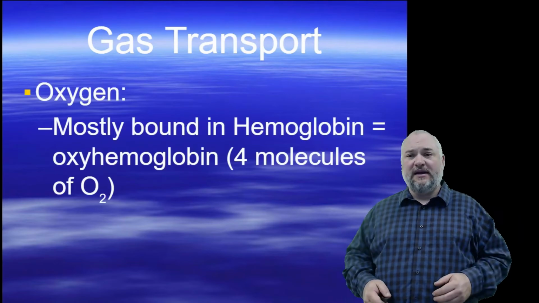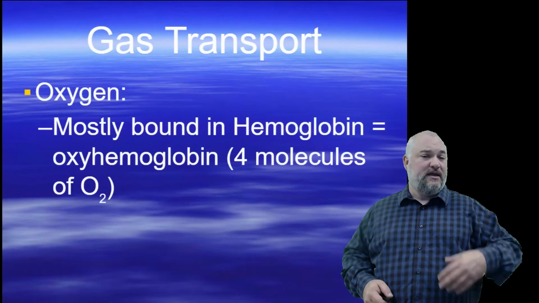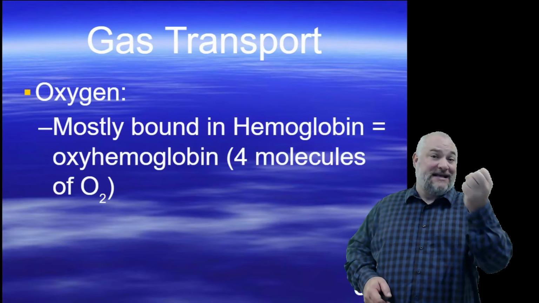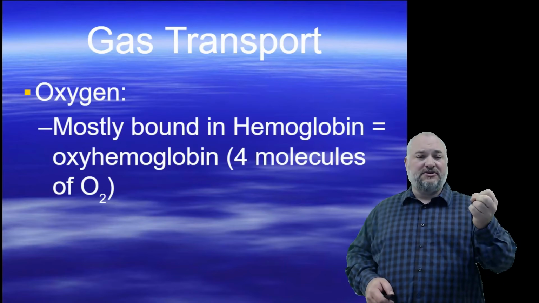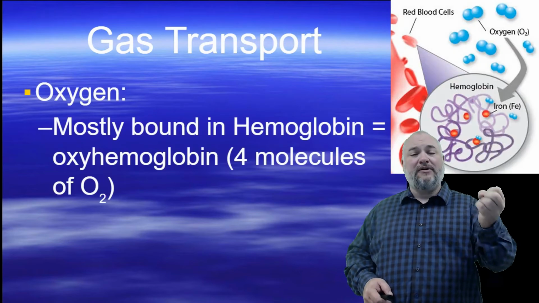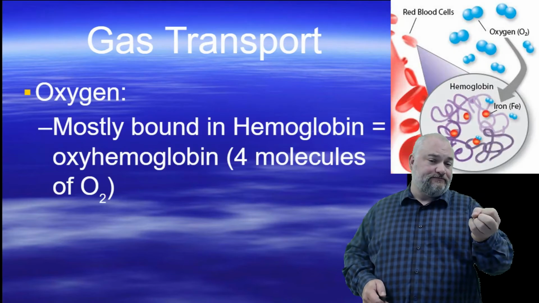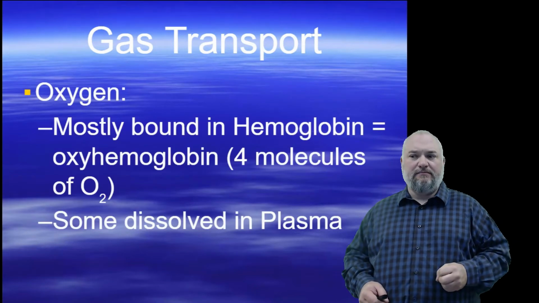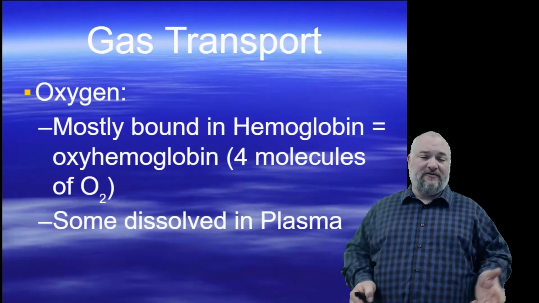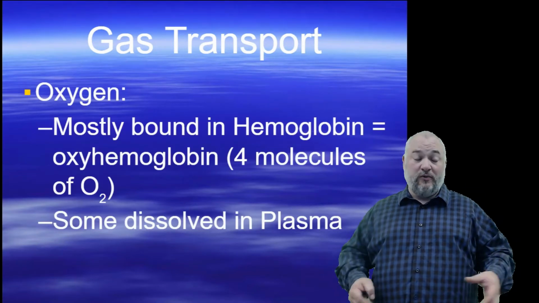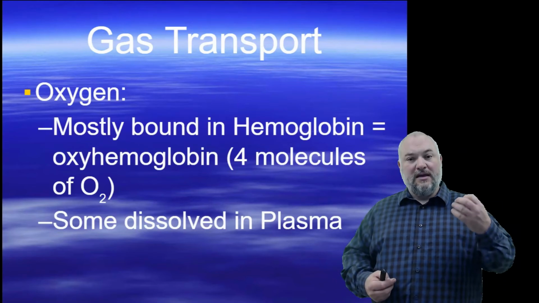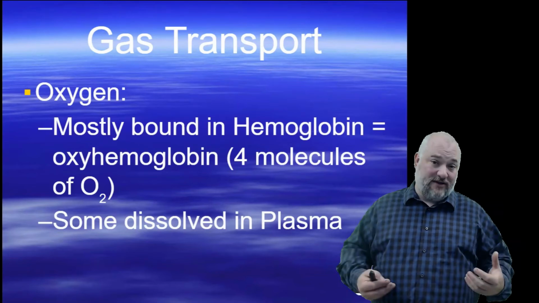Well, we mentioned this a little bit in the circulatory system. Oxygen is mostly bound up in hemoglobin. When that happens, we call it oxyhemoglobin, and there are 4 molecules of oxygen gas bound up with every molecule of hemoglobin. There is some dissolved in the plasma, but it's never a great amount. That's not a very efficient way to carry it. If we don't have enough hemoglobin, we can't get enough oxygen in our blood. We can't pack it in dense enough to handle our metabolism.